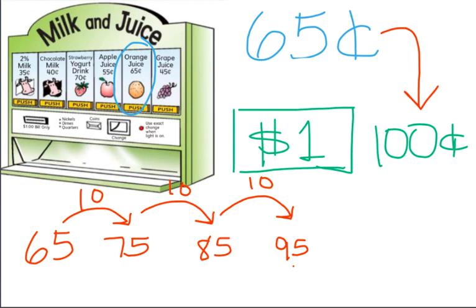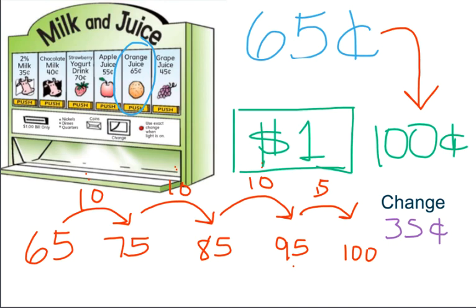So I've gone 10, 20, 30, to 95, plus 5 more. 10, 20, 30, 35. My change will be 35 cents.